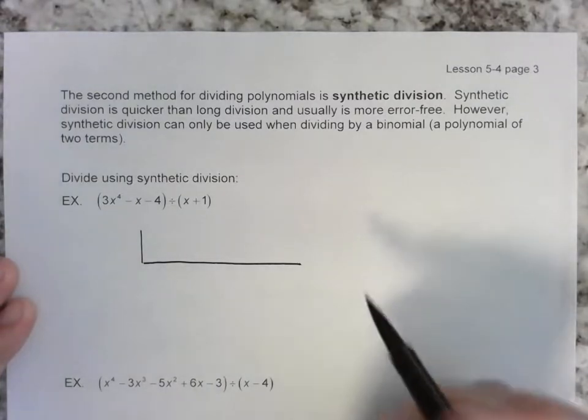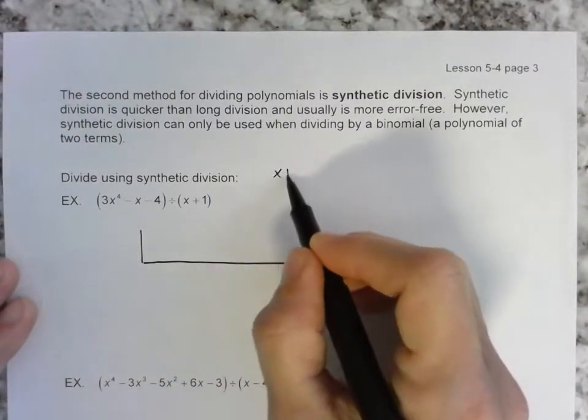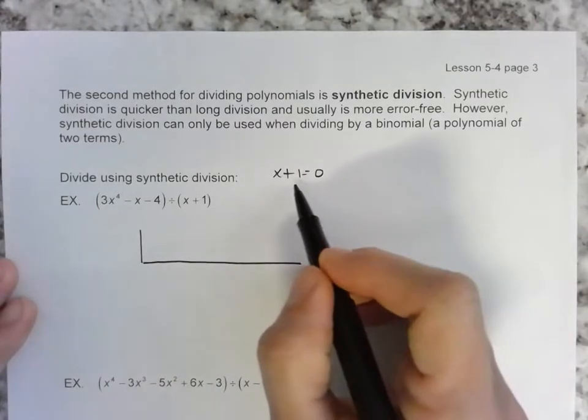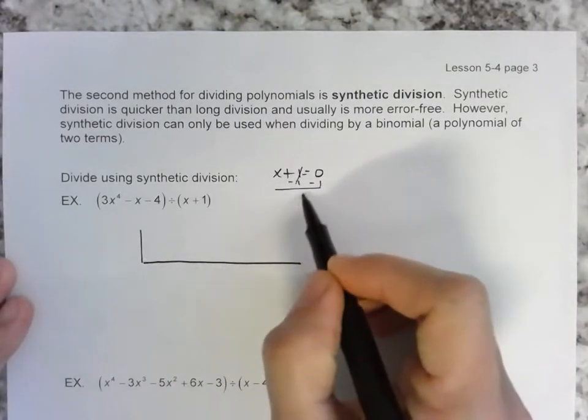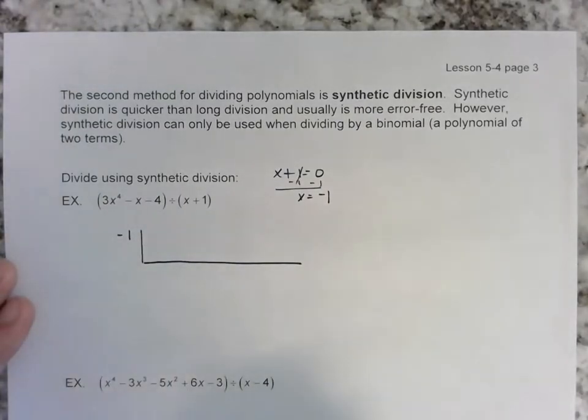first of all, let's talk about what goes on the outside. If you set this equal to 0 and solve it, you subtract 1 and you get x equals -1. That's what you're going to put on the outside.